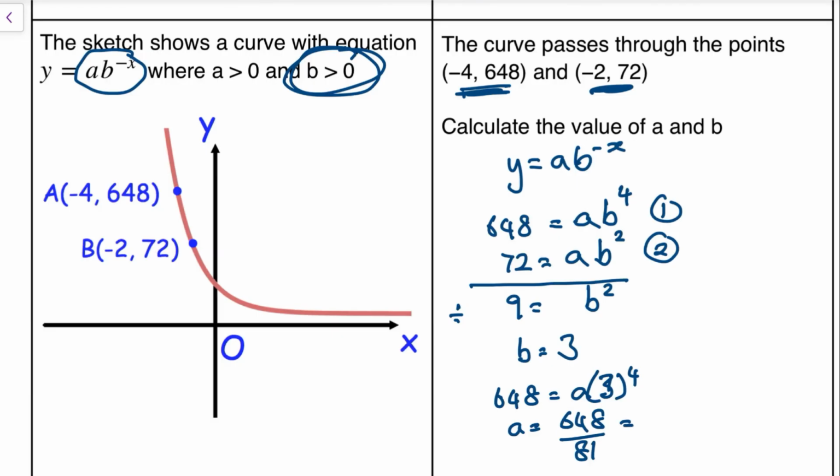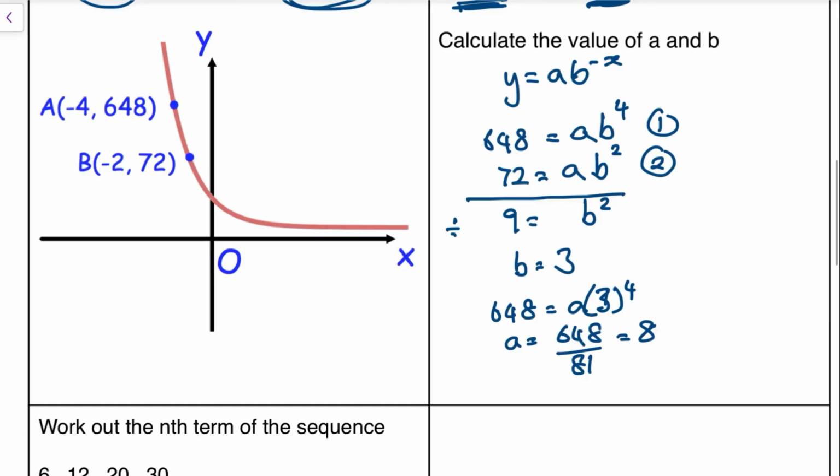Again, it doesn't need to be a whole number, but it'd be nice if it is. So 648 divided by 81 gives me exactly 8. What does it want me to do? It's calculate the values of a and b. Well, I've done that, so let's write them out neatly for the examiner. So a equals 8 and b is equal to 3. And that is question done.